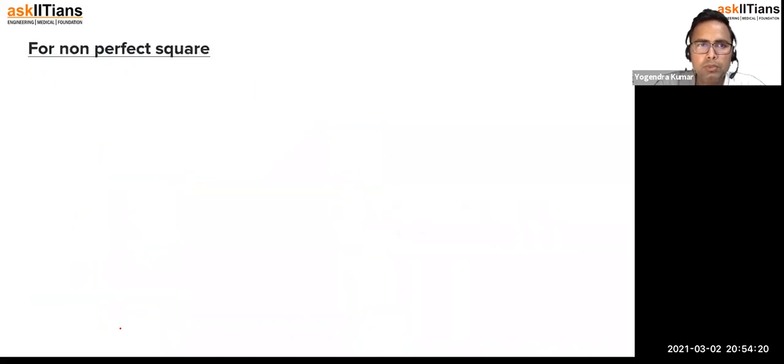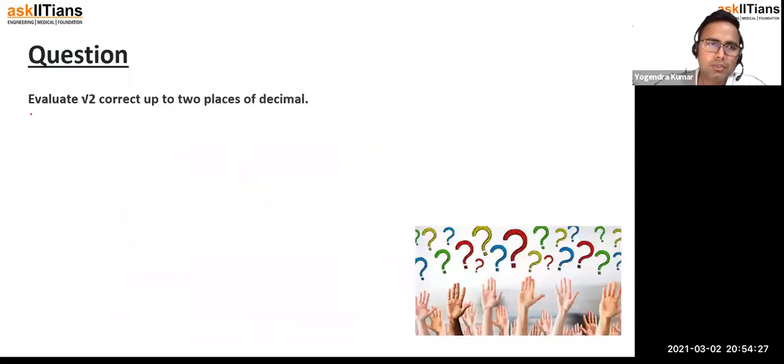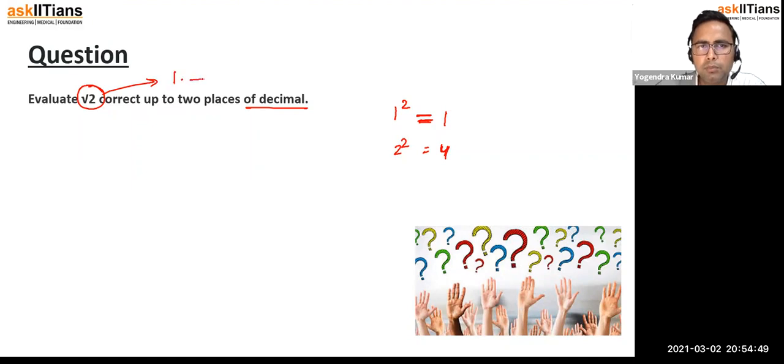Now let's do another example, right? Let's do this one, correct up to 2 decimal places. First of all, we can approximate and just see where it is going to come. 1 square is 1 and 2 square is 4, right? So I know the answer is going to be 1 point something.